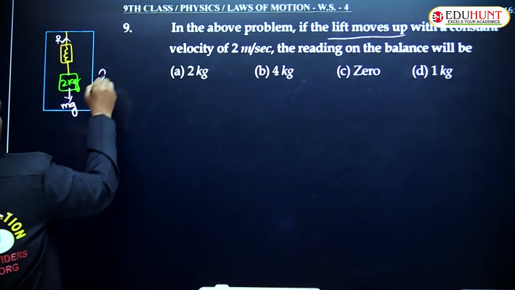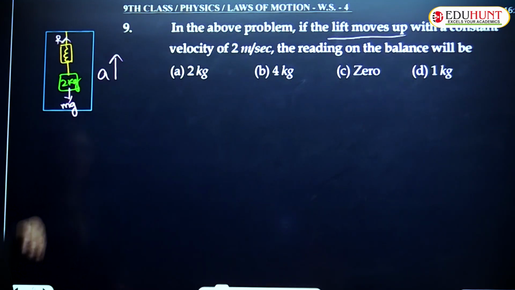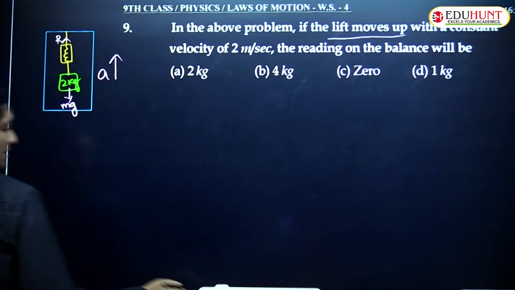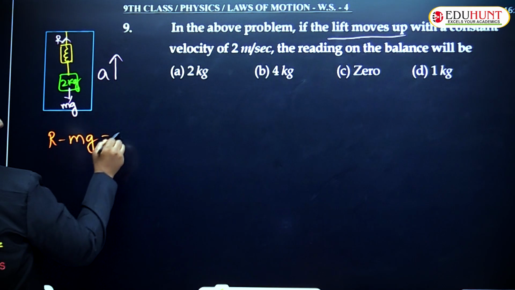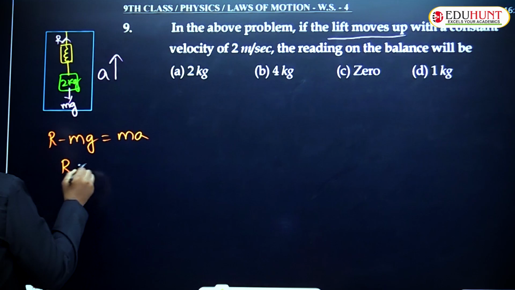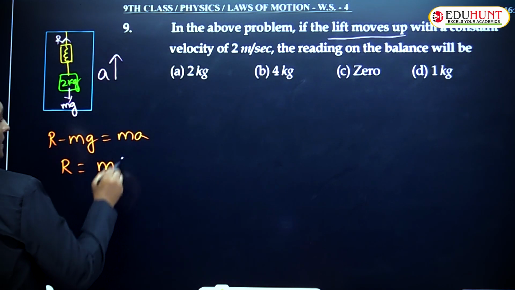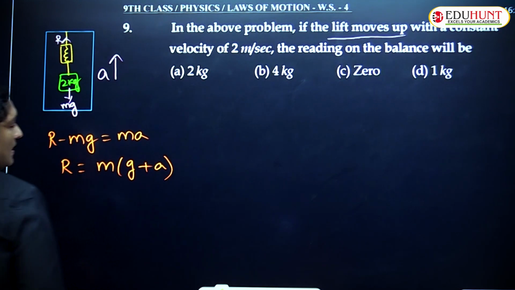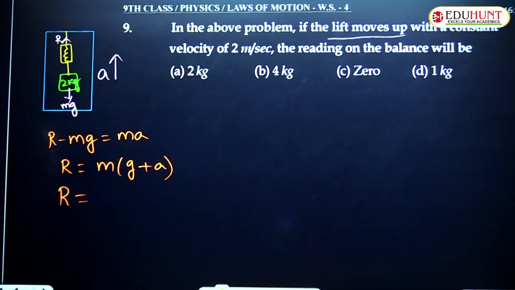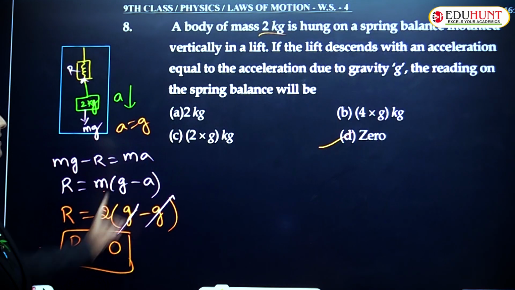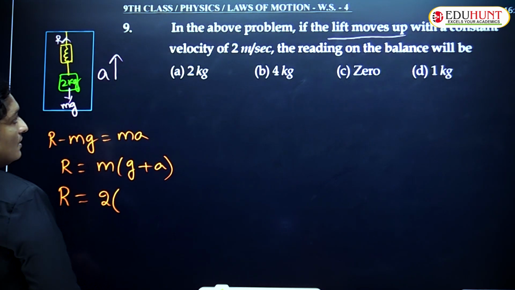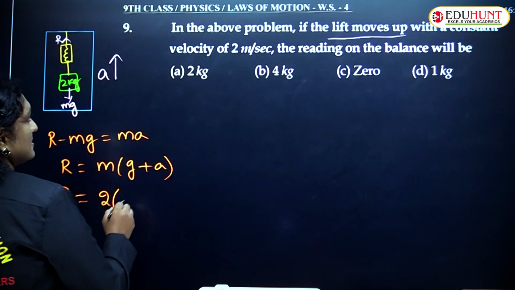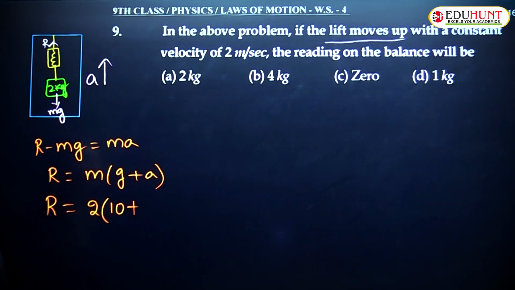Upwards means accelerating upwards. So in this case, the equation is written as R minus mg equals to ma. R is equals to m into g plus a. Therefore, substituting the values, what is the mass given, children? Mass of the body is given as 2 kg. So 2 into the value of g, let us take it as 10, plus constant velocity of 2 meters per second.